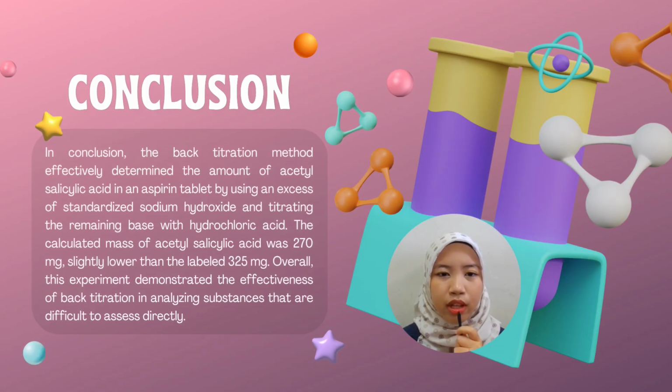Next, we can conclude that the back titration method effectively determines the amount of acetylsalicylic acid in an aspirin tablet by using an excess of standardized sodium hydroxide and titrating the remaining base with hydrochloric acid. The calculated mass of acetylsalicylic acid was 270 mg, slightly lower than the label, which is 325 mg. Overall, this experiment demonstrated the effectiveness of back titration in analyzing substances that are difficult to assess directly.